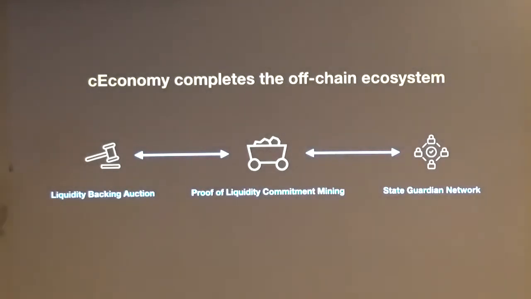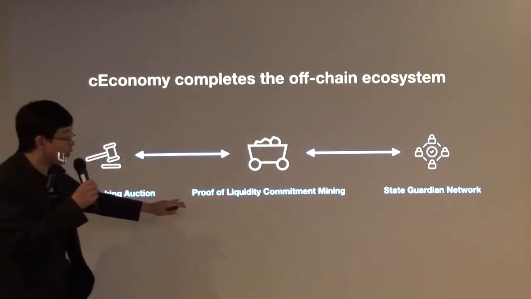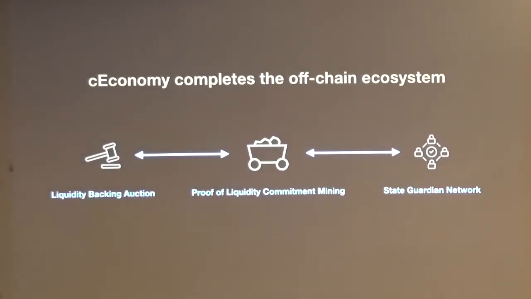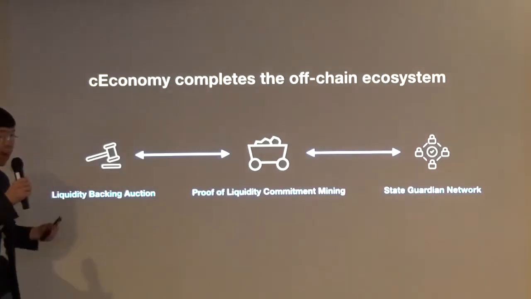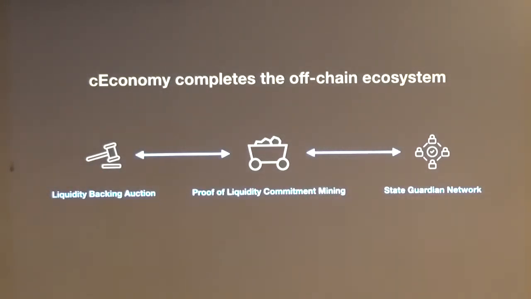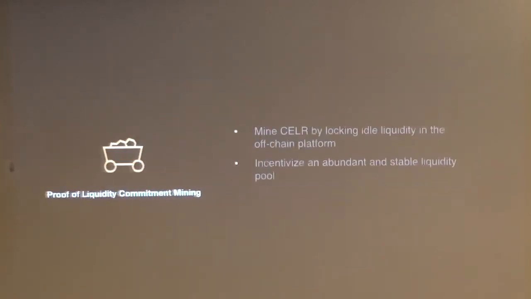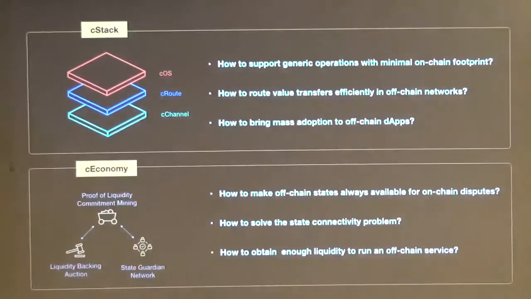So now this is the cryptoeconomic construct that we proposed. If you really think about this, it completes the circle of off-chain economic design, right? Because the liquidity backing auction and the proof of liquidity committed mining process are to ensure that we can easily bring on-chain state to the off-chain world, because we solve this liquidity shortage problem. And then the state guardian network is here to ensure that whenever needed, we can bring the off-chain state back to on-chain. So it completes the entire circle of the crypto economics incentive design. That's a quick introduction about our economic construct as well.